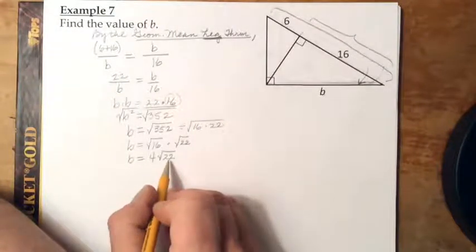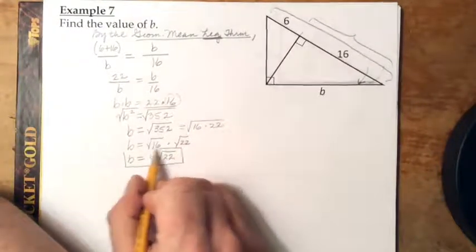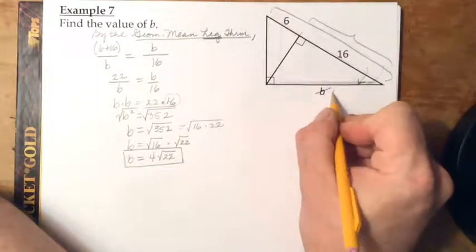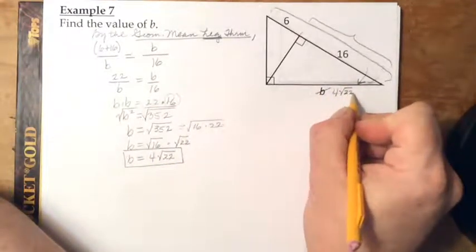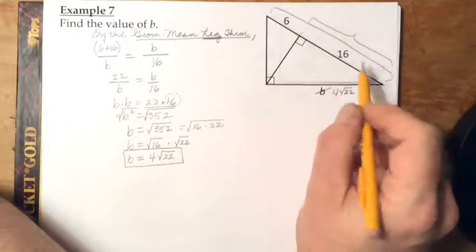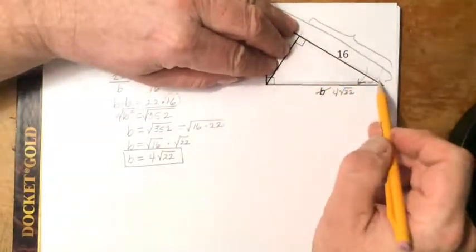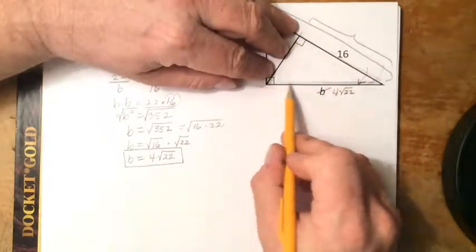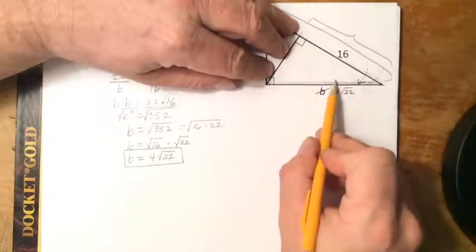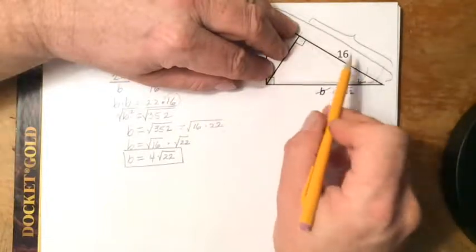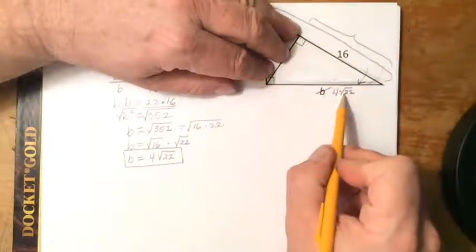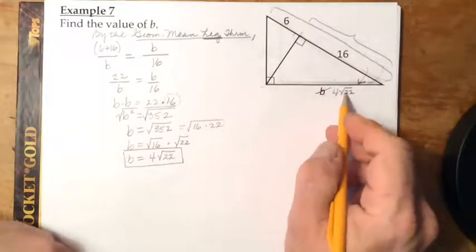So we've got 4 times the square root of 22 units, and that's how big b is. Now, if you want to see if it makes sense, this is 16. Look at the medium-sized right triangle. This is one of the legs. This is the other leg. This is the hypotenuse. Well, the hypotenuse is always longer than either of the two legs. So since this is 16, this better be bigger than 16. So 4 times the square root of 22.